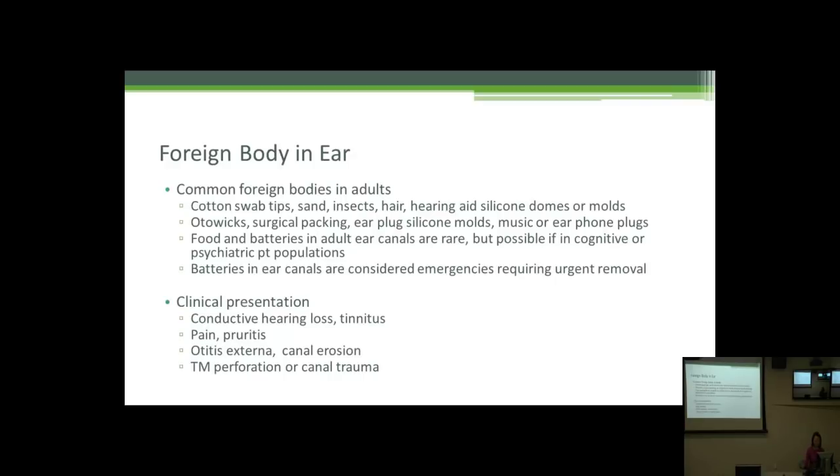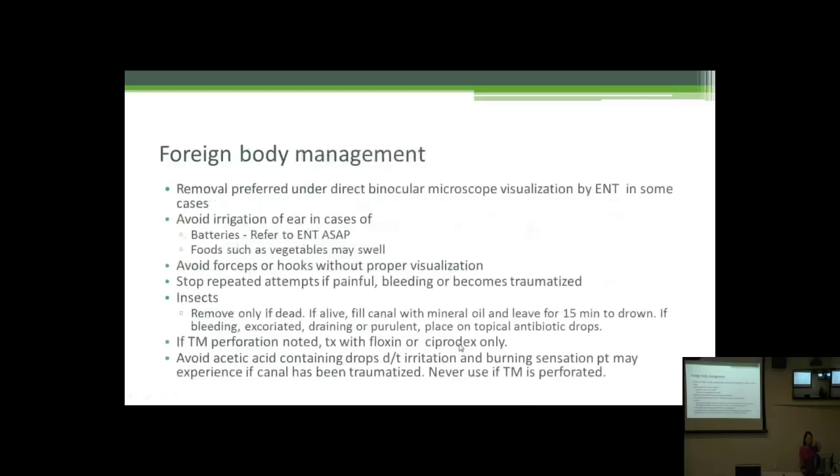Okay. All right. So foreign body management, we just kind of talked about some of those things, of being careful. You don't want to cause any trauma to the ear. So again, if you feel that you need to send the patient to an ENT, please do so. Use of antibiotic drops may not be necessary unless the canal is inflamed or there has been any trauma to the ear as a result of the object itself or during the attempted cleaning. And if you do feel you need to give the patient an antibiotic, Floxin or Ciprodex are appropriate for that.